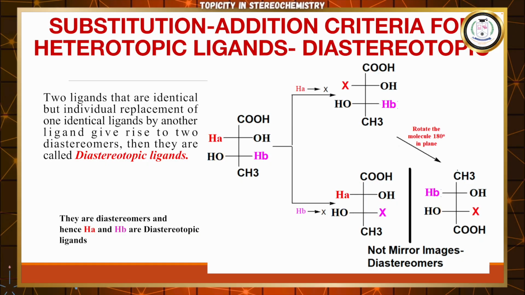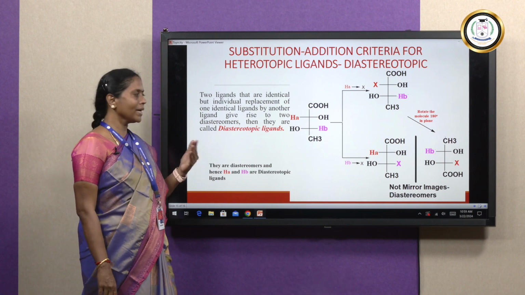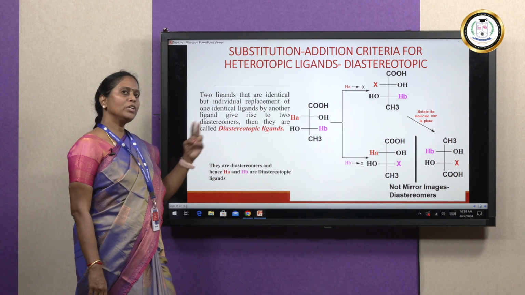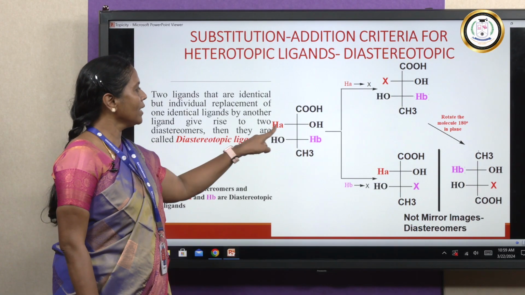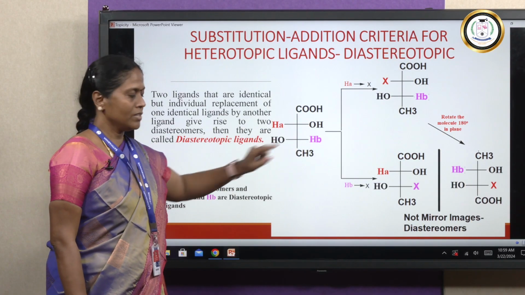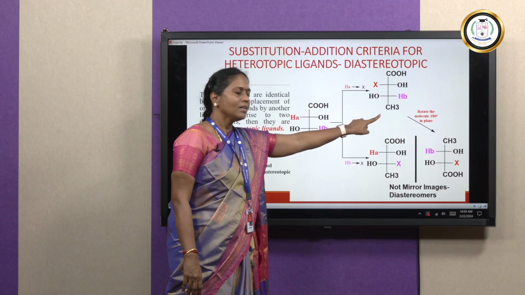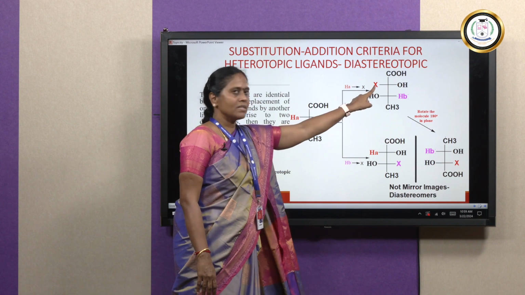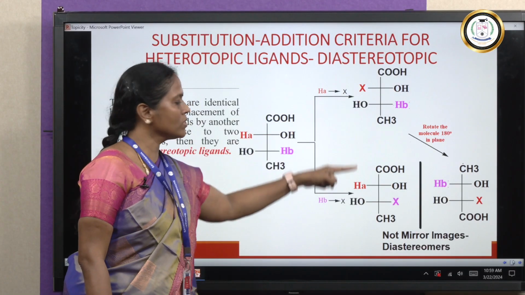If you see the diastereotopic ligands, the two ligands that are identical, but individual replacement of one ligand by another ligand gives rise to two diastereomers, are called diastereotopic ligands. I have taken this example where I have HA and HB like this. They are homomorphic in nature, and I am replacing HA by X. I result in this structure. So, HA is replaced by X here. Similarly, HB is replaced by X. So, I am getting two structures.